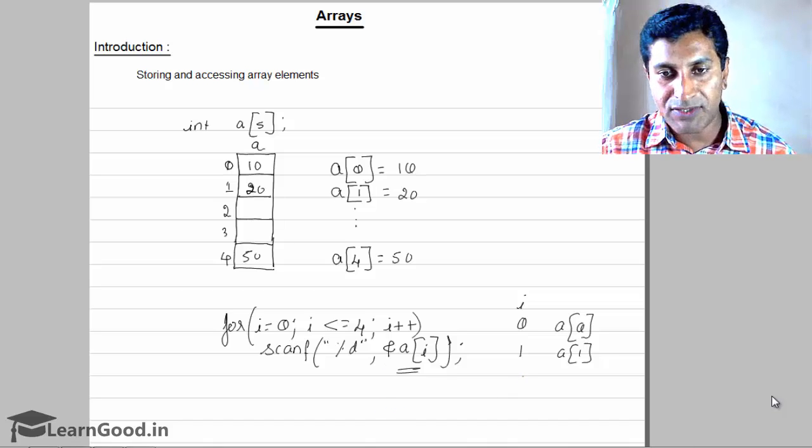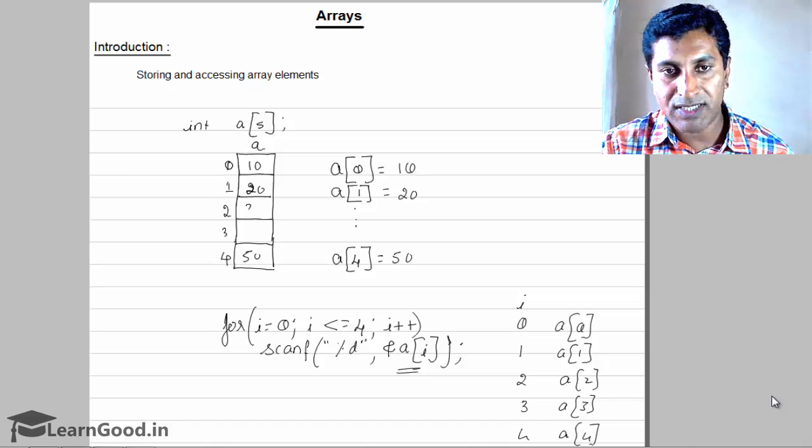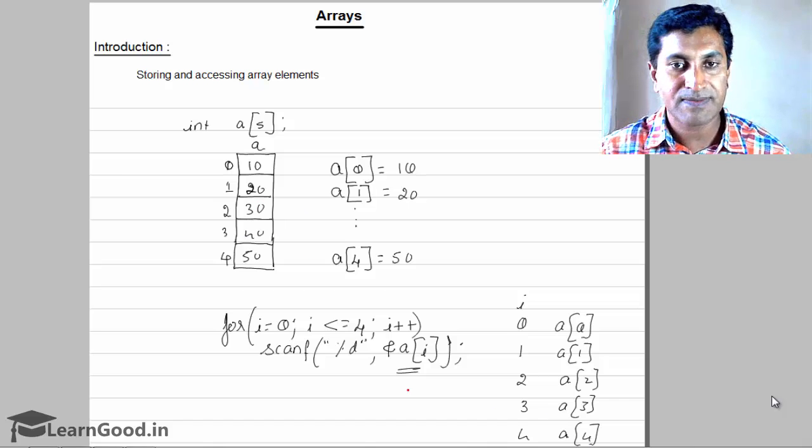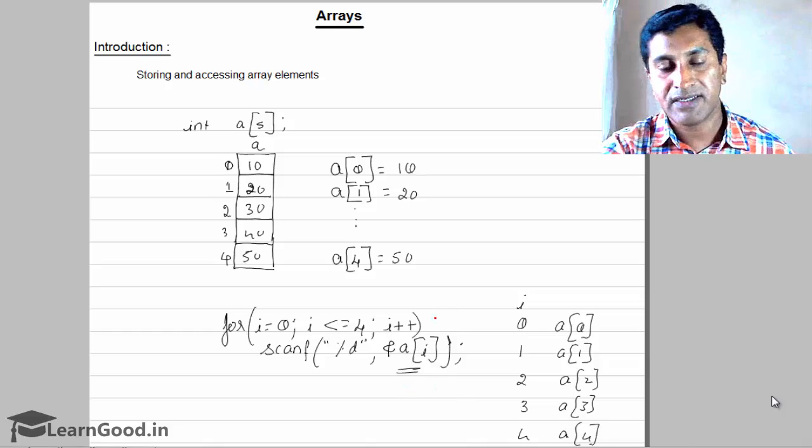Same way, when the i value is 2, it will read the A of 2 location value. When the i value is 3, it will read the A of 3 location value. When the i value is 4, it is going to read the A of 4 location value. Let's take that the data is being given like this. So this is how we read the data and store it into that array.